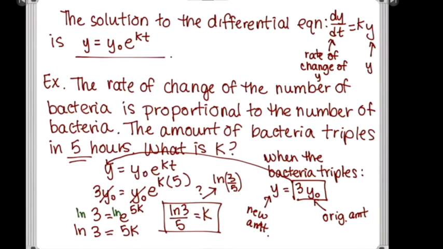So yeah, that is not the same as ln of 3/5. So you have to leave it as ln 3 over 5. Any questions before we go on?